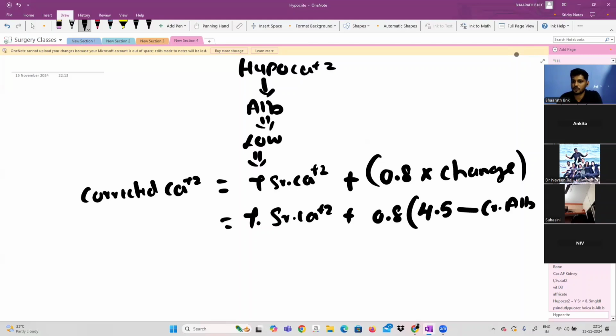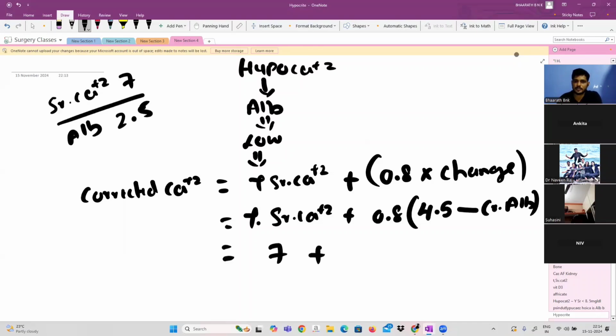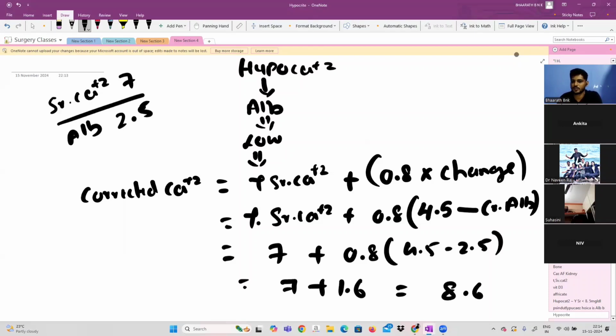albumin of the patient. So if you get a patient with serum calcium of 7, you think this is hypocalcemia, but the albumin of the patient is 2.5. Then you need to check corrected calcium. So corrected calcium would be total serum calcium 7 plus 0.8 into 4.5 minus 2.5, which would be 7 plus 0.8 into 2, which is 1.6, which comes to 8.6. So the actual calcium of this patient is 8.6. But if you think that it is 7 and you treat hypocalcemia by IV injections, then it would be hazardous.